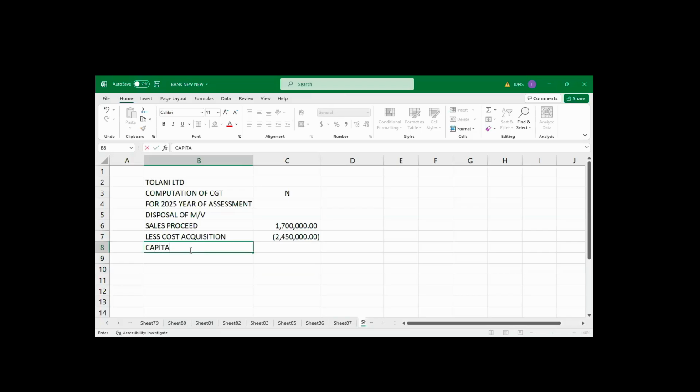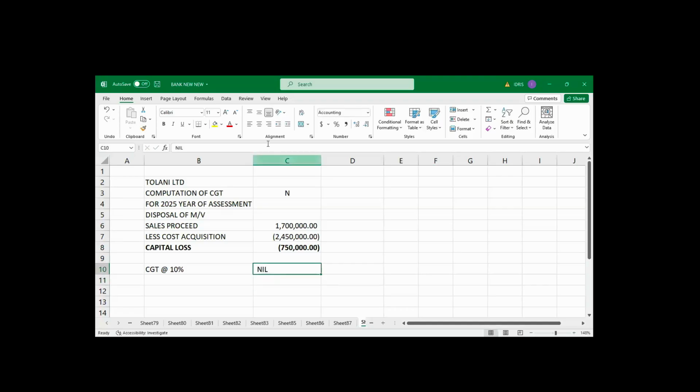Capital loss. Capital loss of how much? 750,000. In that year, our CGT at 10% will be what? Nil.